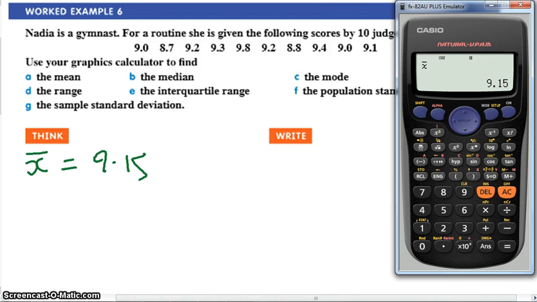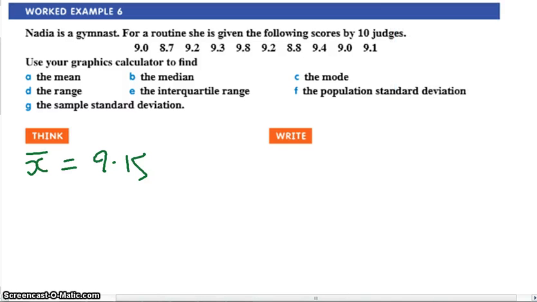Okay, next one is the median. You going to do that with the calculator or do it manually? Okay, what are you going to do first? Put it in order. Put it in order. Yes, put it in order. So, median. Let's get them in order.